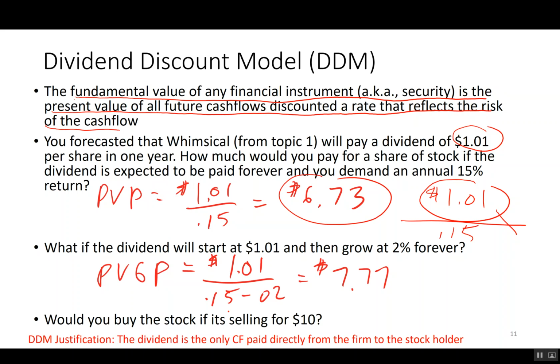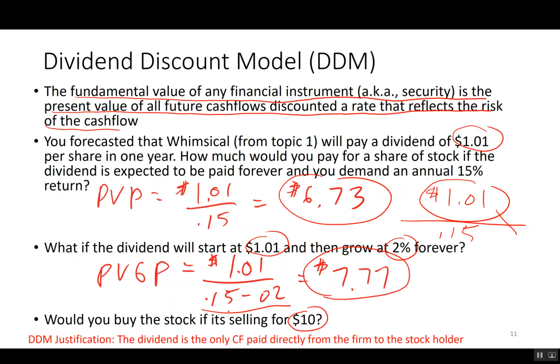However, why wouldn't we expect that cash flow will grow, right? There's a certain inflation rate in the economy, and we might raise prices, and profits will go up every year, and the company's dividends will go up. So the present value of a growth perpetuity, if we believe it's going to pay a dividend of $1.01 next year, and those dividends grow at 2% forever, I can take my present value growth perpetuity, and I'd say, well, I'd pay $7.77 for that stock.